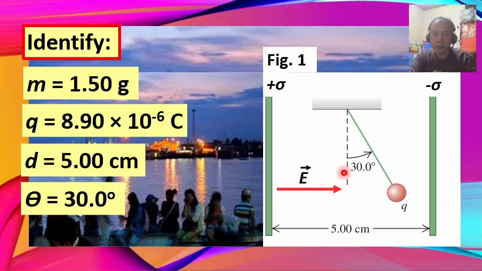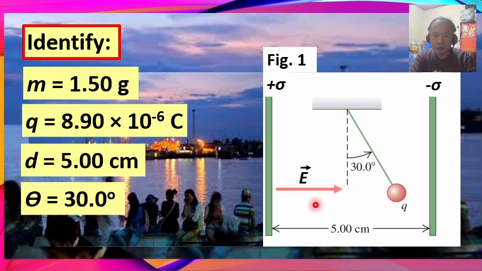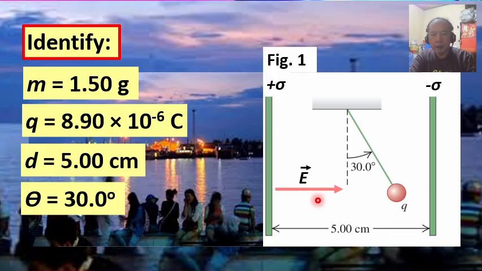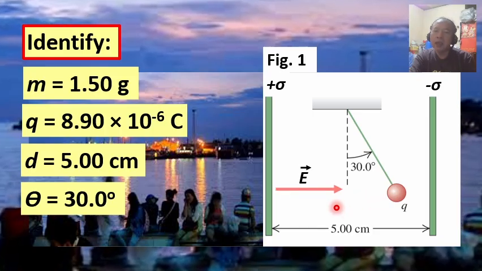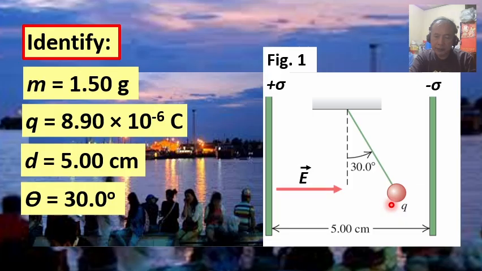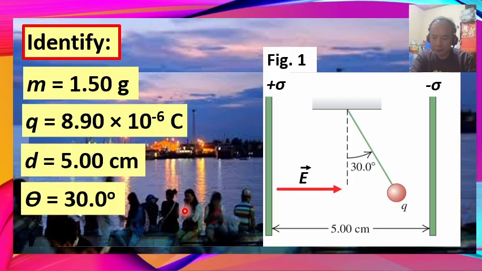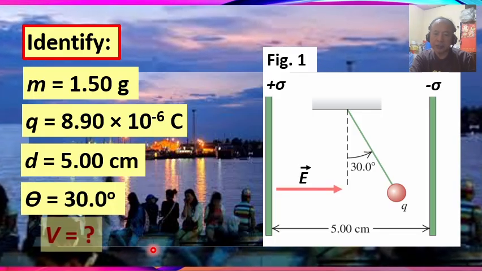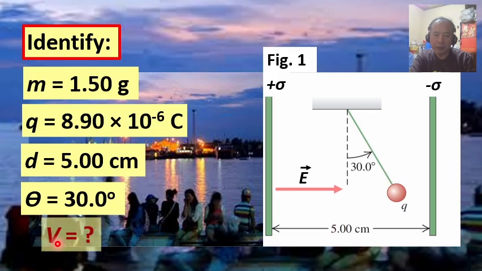In just a short while, we are going to determine what we call the voltage or electric potential that is responsible for such deflection of the sphere. In other words, our target variable is the electric potential or voltage between the two parallel plates. We denote that by capital V.